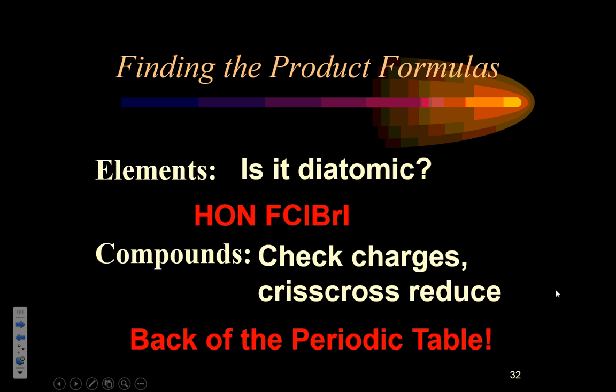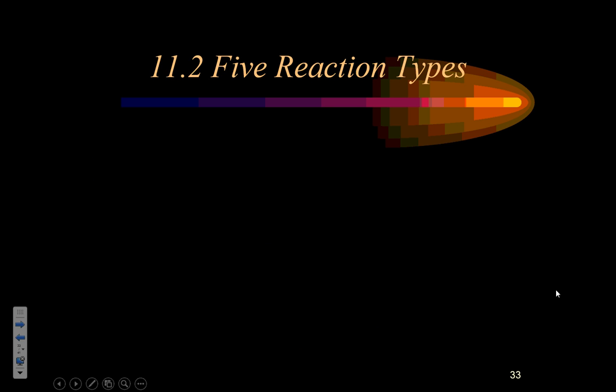And remember, that means back of the periodic table. So you look up the formulas and charges on the back and then crisscross reduce to find the smallest number of cations and anions that gives us a neutral compound. So remember, check charges, write them, crisscross reduce, and then you've got your correct product formula. If you don't remember to do these things, all of the stuff you do will be wrong. So these are really, really core ideas that get applied in almost every reaction type situation where we're predicting what happens.